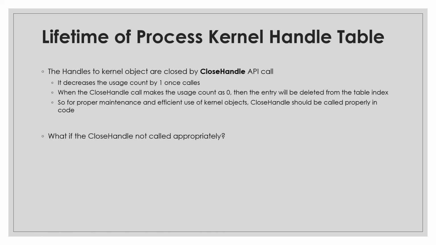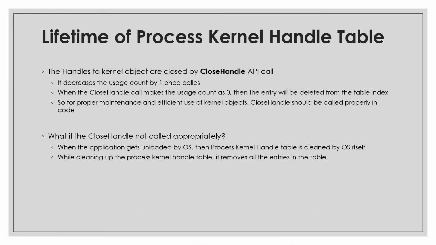What if CloseHandle is not called appropriately? What will happen if you forget to call the CloseHandle API after your kernel object goes out of scope? In that case, when the application gets unloaded by the operating system, the process kernel handle table will be cleaned up by the OS itself. While cleaning up the process kernel handle table, the OS will remove all the entries in the table, which we discussed on the previous slide.